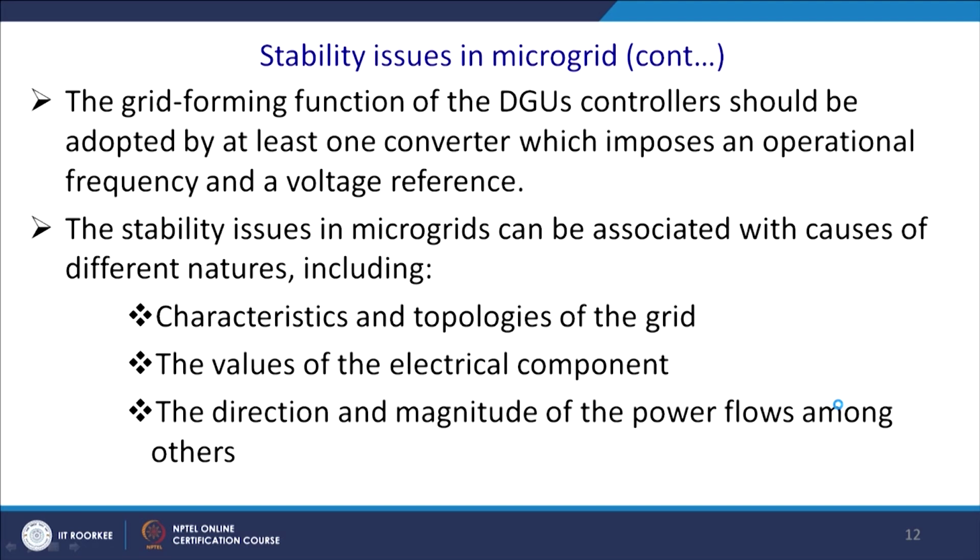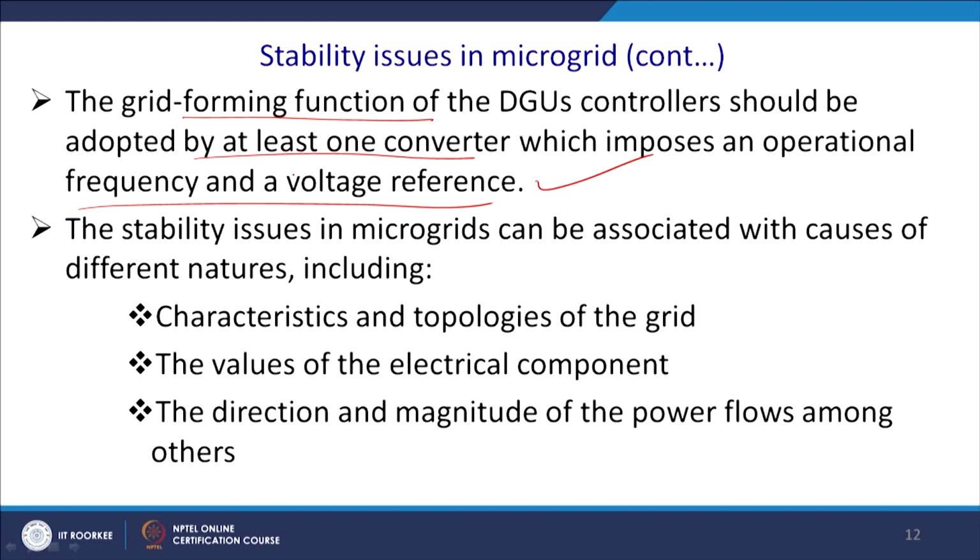The grid forming functions of the distributed generation units, that is the DGU controller, should be adopted by at least one of the converters, which imposes an operational frequency and voltage level for the AC microgrid, and the voltage level for the DC microgrid.